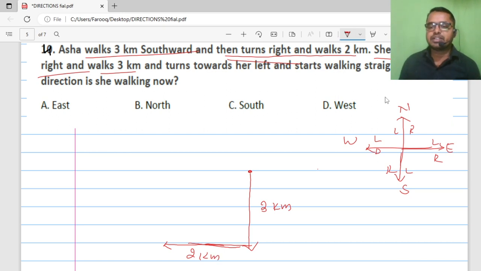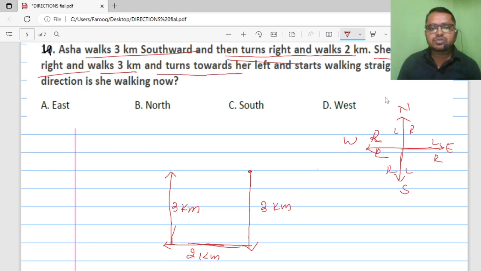Next, after that, again she took a right turn. Left, right, I got confused here only. I made the mistake here only. See here, we have to take the right turn in the upward direction, which I had taken previously in the downward direction. So please make the correction here. She takes the right turn means she goes up, again 3 km. Again she moves 3 km.